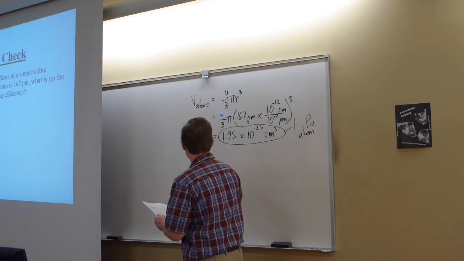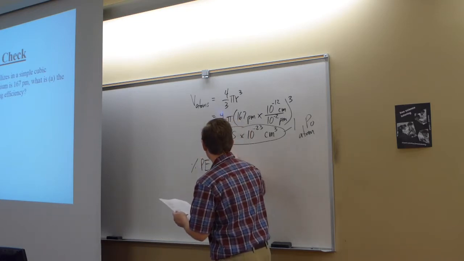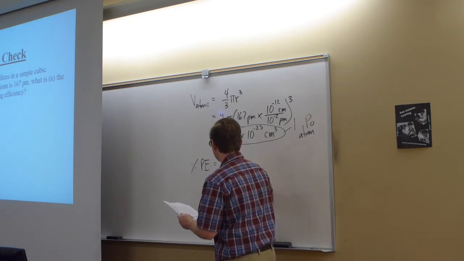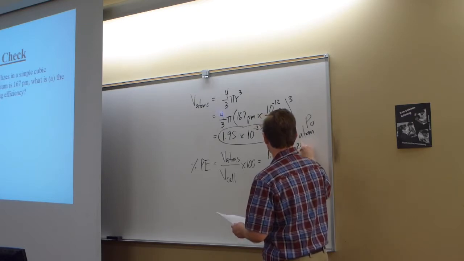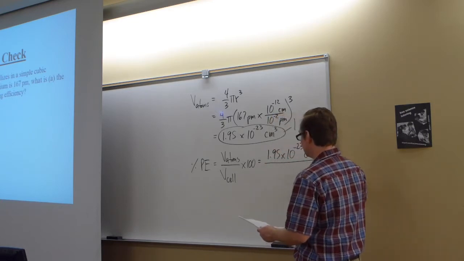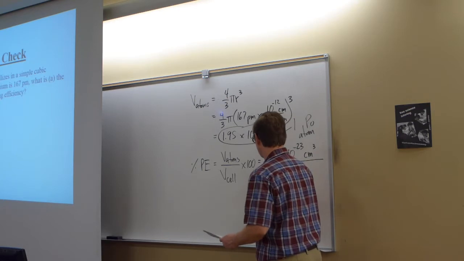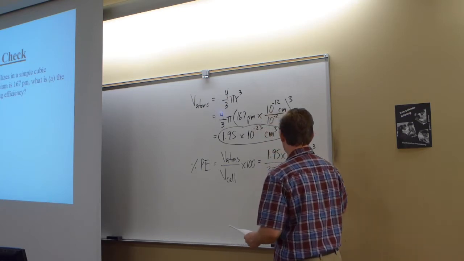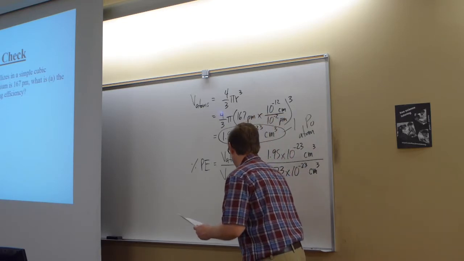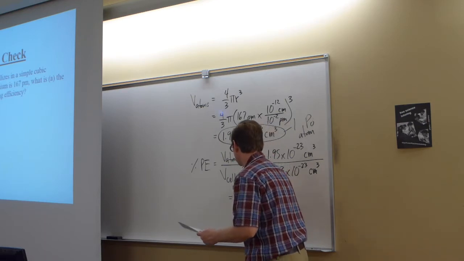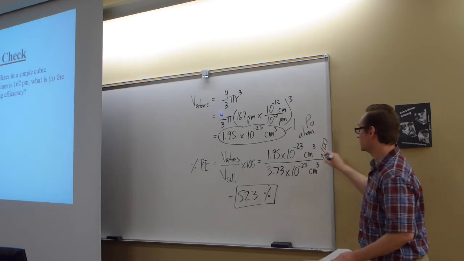Okay, so to get the packing efficiency, percent packing efficiency would be the volume of the atoms divided by the volume of the cell itself times 100. So we have 1.95 times 10 to the minus 23rd cubic centimeters. What's the volume of our cell? 3.73 times 10 to the minus 23rd. And multiplying that ratio by 100 would give us 52.3% packing efficiency. Times 100, this whole thing.